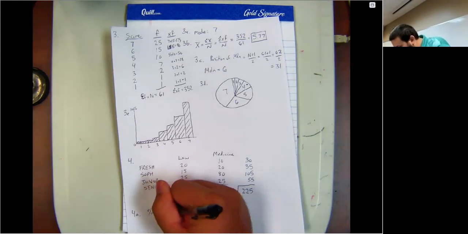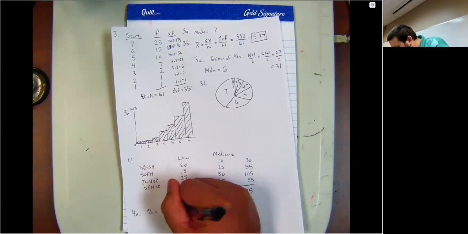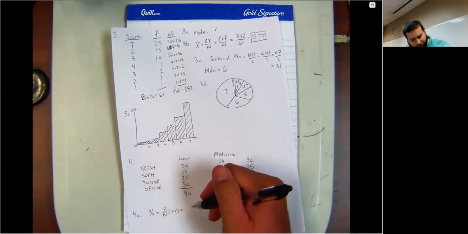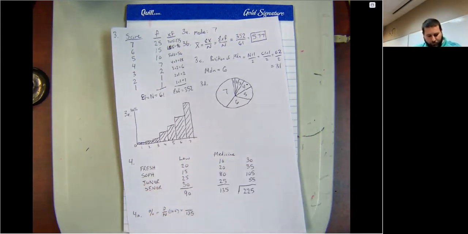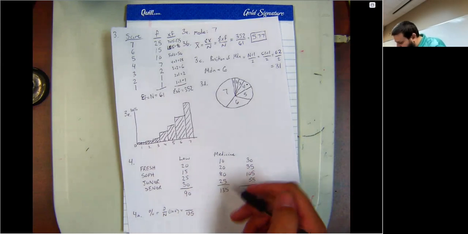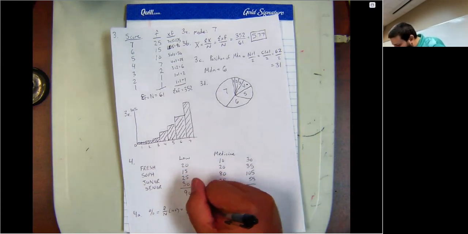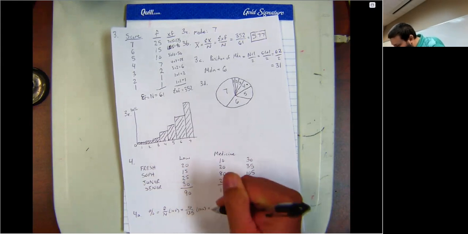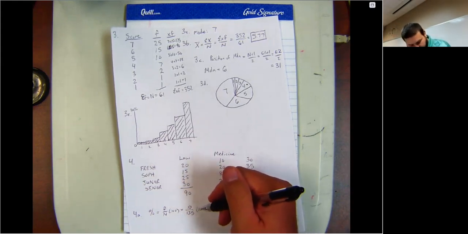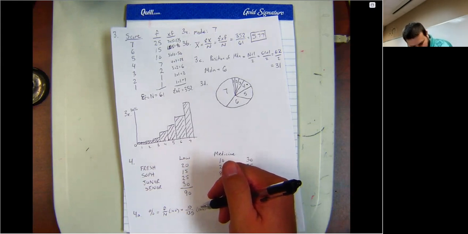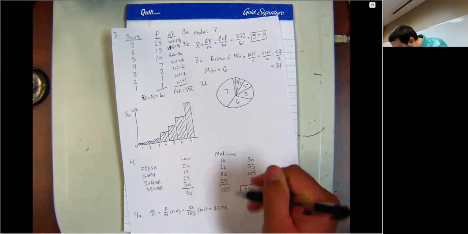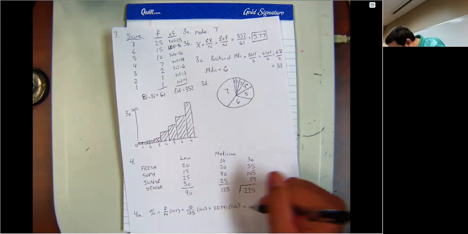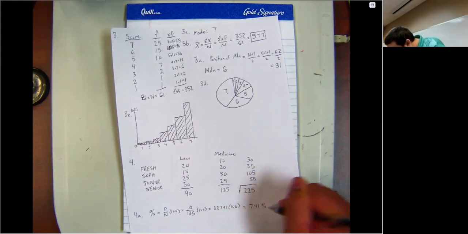So percent is equal to F over N times 100. The N is medicine majors. That's 135 total medicine majors. What percentage of those are freshmen? We look at the medicine majors: out of 135 total, 10 are freshmen. So 10 over 135 times 100 will give us our answer. 10 over 135 is 0.0741 times 100 equals 7.41%. Right?